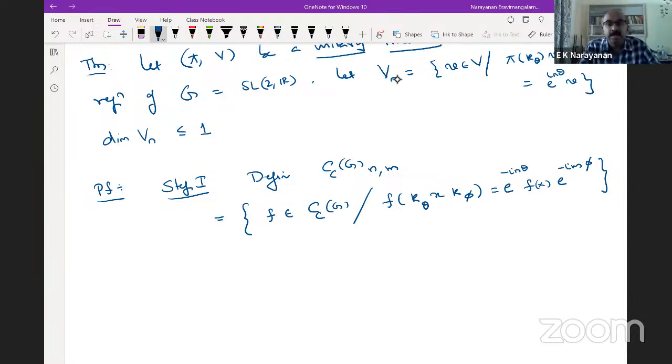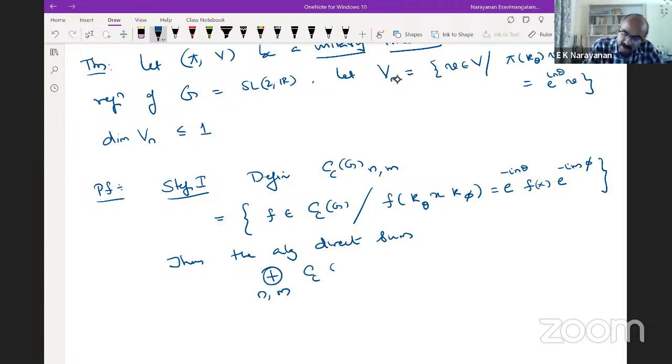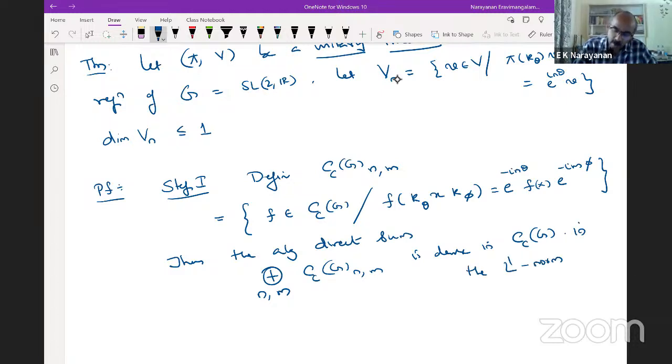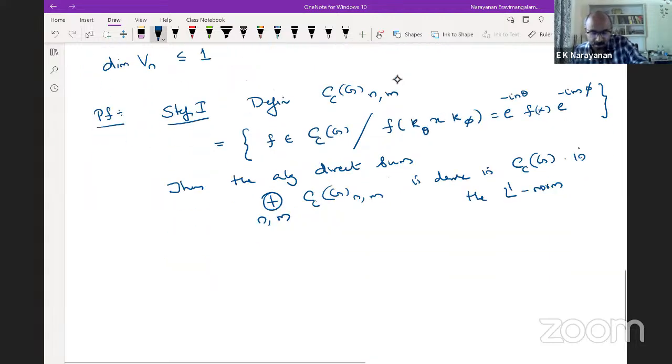Then the usual Fourier series steps will show you that the algebraic direct sum, the sum of the C_c(G) n,m, is dense in C_c(G). Okay, that's the usual Fourier series approximation in the L1 norm. I should also say that you can also use the supremum norm if you want, appropriately convolving with the Fejér kernel and so on. Okay, so that is one.